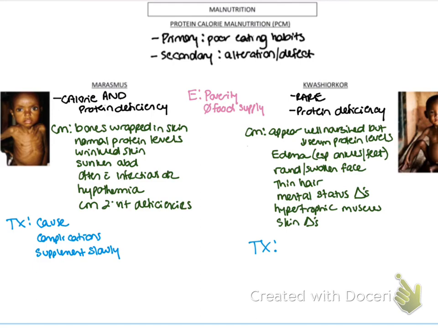And again, the treatment is the diet. They need protein in their diet. And again, we can't just throw a bunch of protein at them and say, here, eat these 7 steaks. They do have to slowly reintroduce it. And although these kids look sicker, the Marasmus kids look sicker, they actually have a better prognosis. Just think of it, it's balanced.